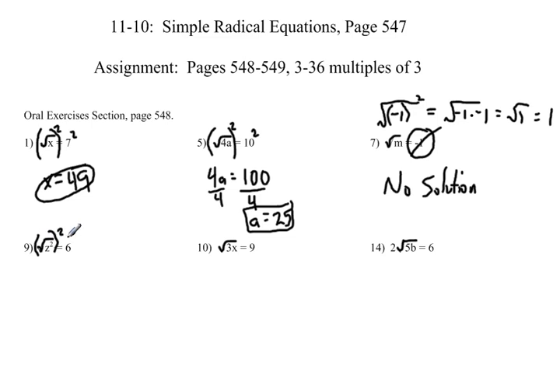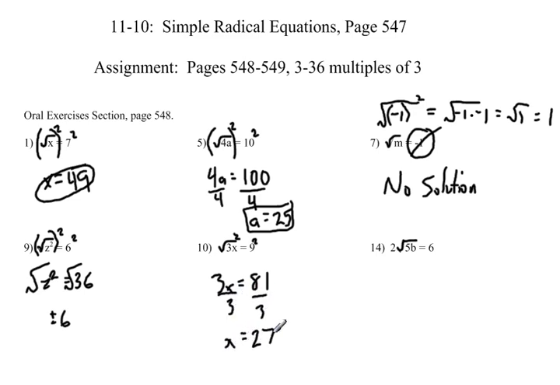For number 9, square both sides. What you're going to end up with is z squared in this case. Now be careful with this one. Here's where you're going to have 2 possible answers. Since you have z to the second power equals 36, you're going to take the square root of both sides. And z can be plus or minus 6, because a negative times a negative equals a positive. Number 10, when you square both sides, you get 3x equals 81. Divide both sides by 3, and you get x equals 27.